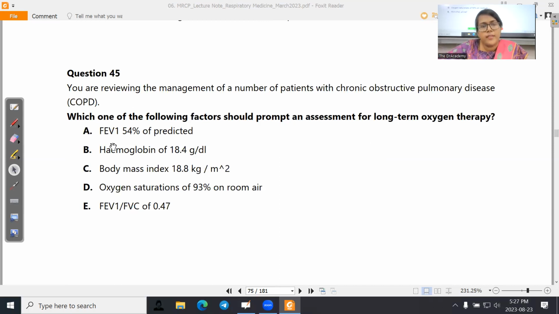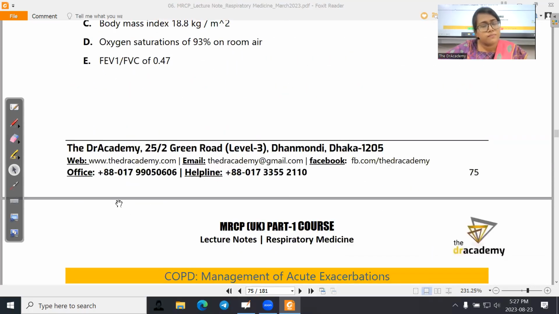The option is showing that hemoglobin 18.4 is indicative of polycythemia. So that will be an assessment factor for consideration of LTOT therapy. Here, FEV1 should have been less than 30% of the predicted value, okay? In that case, we could have gone for the LTOT. And body mass index is not a characteristic for consideration of LTOT. Oxygen saturation should have been less than 92% on room air. And FEV1 FVC ratio is not a characteristic for assessment. Okay, all right, very good.